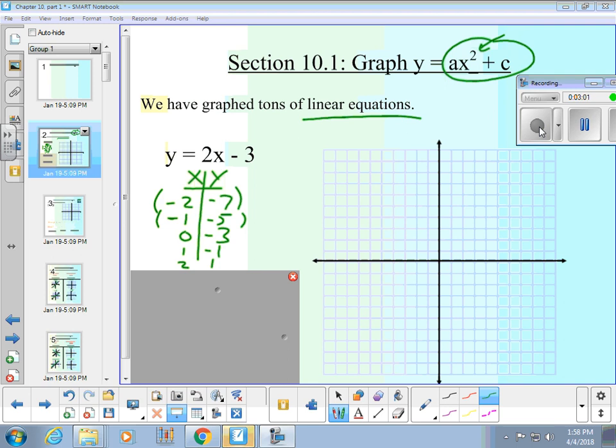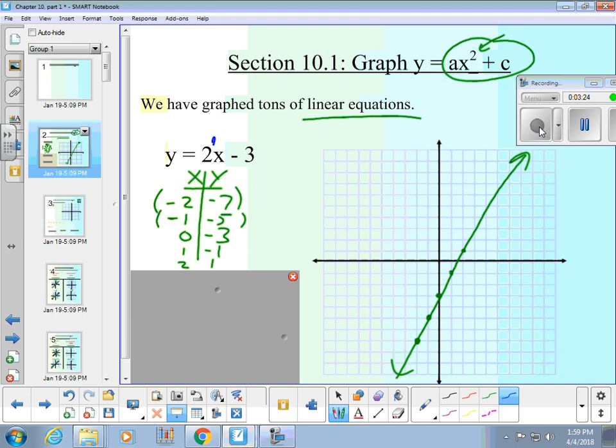So -2, -7 will be right down here. -1, -5; 0, -3; 1, -1; 2, 1. And you'd graph a linear something like this. And from there, you start to see the patterns and what the graph would look like and what it does.